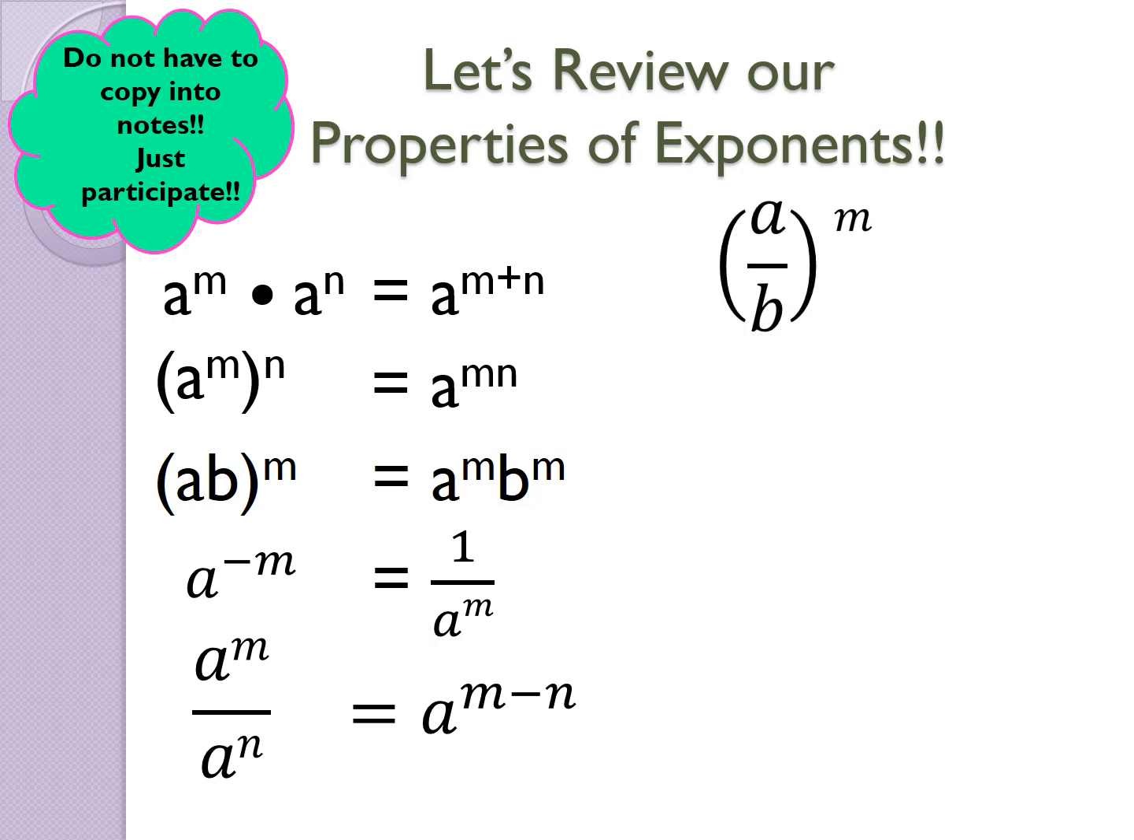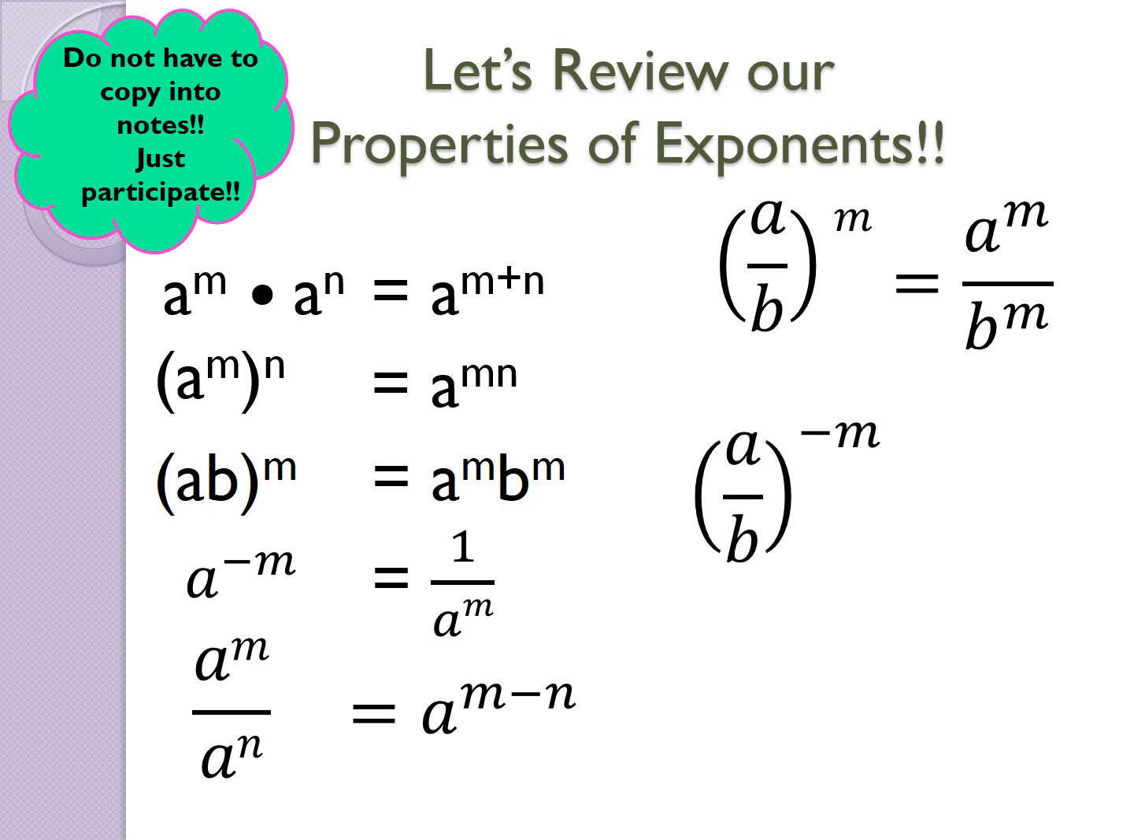A over b to the nth power. This is like the Oprah rule, but it's with division. So you get an m, you get an m, everybody gets an m. And lastly, this is kind of a cool property. I don't know why it's cool. It just kind of strikes me as cool.